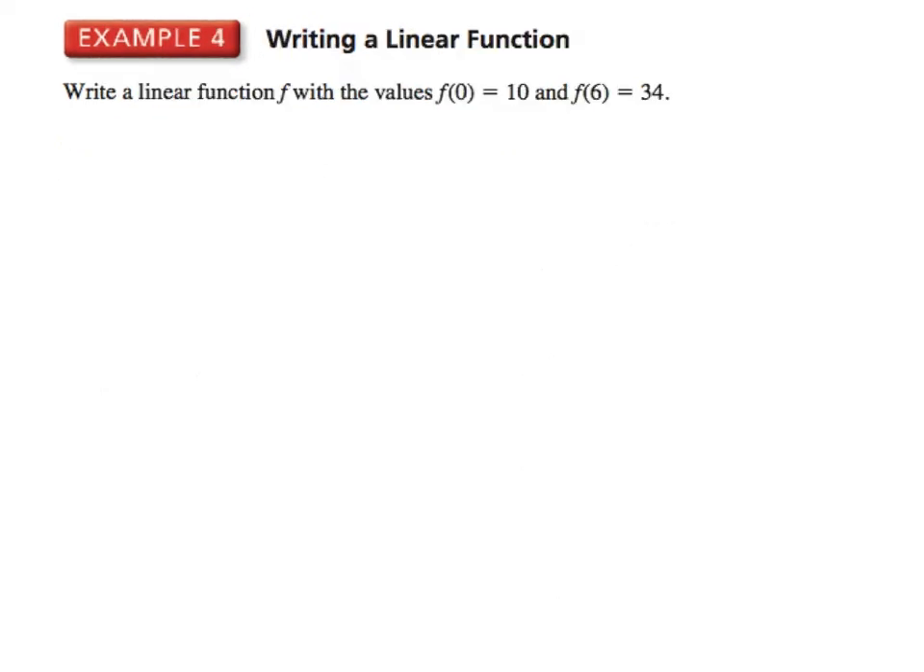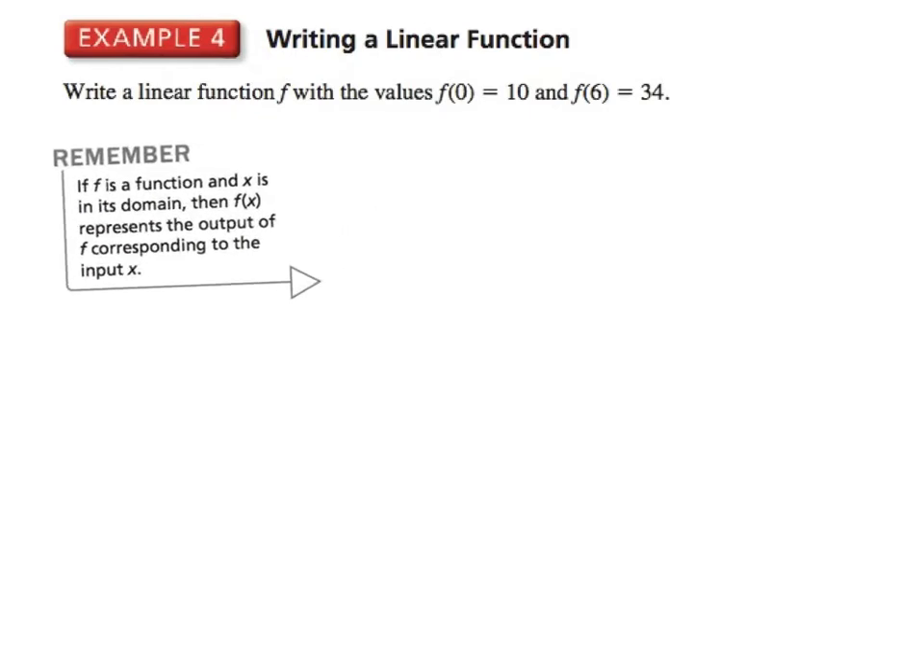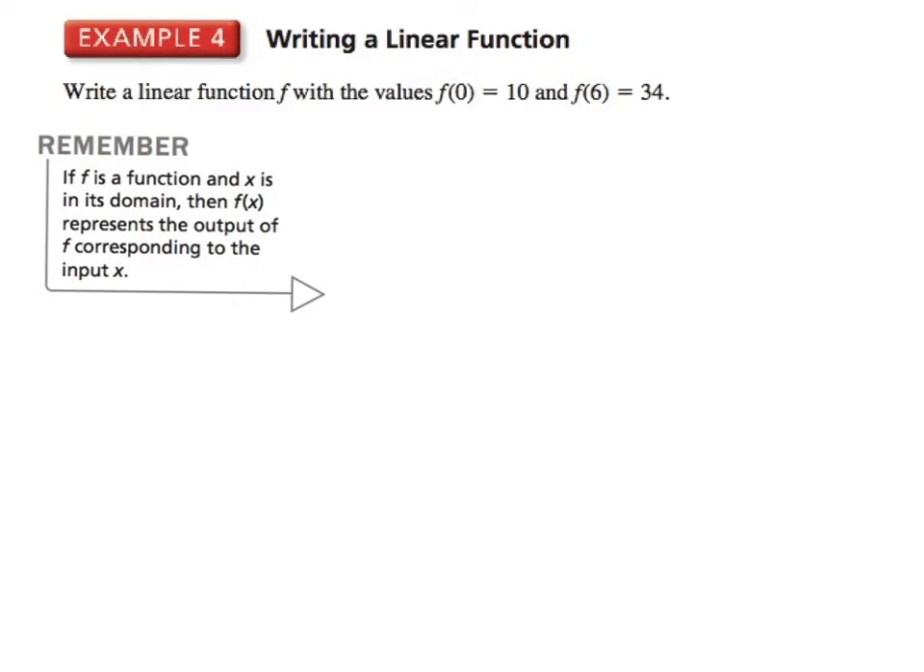Now, in example 4, we're going to write a linear function, f, with the values f of 0 equals 10 and f of 6 equals 34. Now, remember, if f is a function and x is in its domain, then f of x represents the output of f corresponding to the input of x. That means it would be like the ordered pair. If I plugged in 0 for x, I would get 10 for f of x. If I plugged in 6 for x, I would get 34 as f of x.